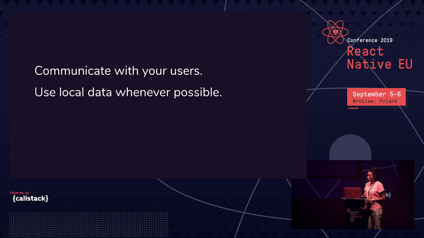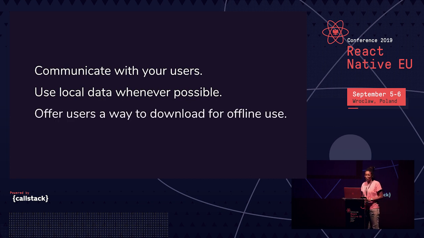The second one is use local data whenever possible. Because we are treating the network as a progressive enhancement, we're basically cutting off our application from the network and saying, we want our app to work whether there's an internet connection or not. And by using local data whenever possible, if there's no internet connection, your users can still access important information on their devices. And the third one is offer a way to download for offline use.